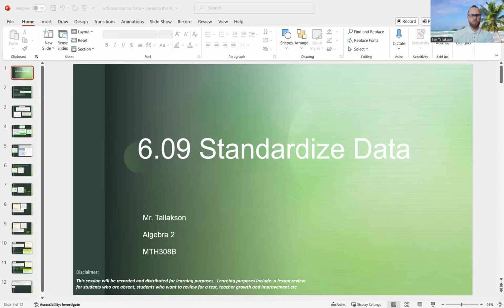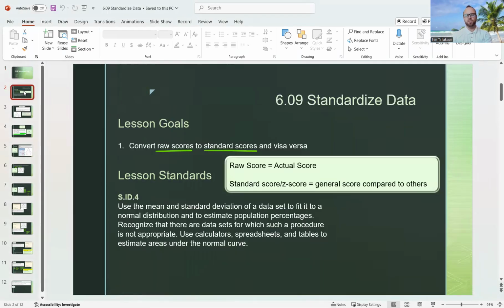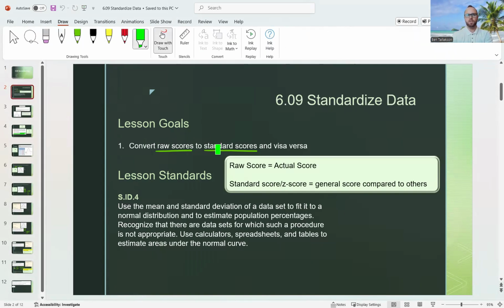And now we're going to look at standardized data. This lesson is short and sweet, so we have one goal and one goal only: convert raw scores to standard scores and vice versa. Go ahead and please write down what you see in this green box as I explain.